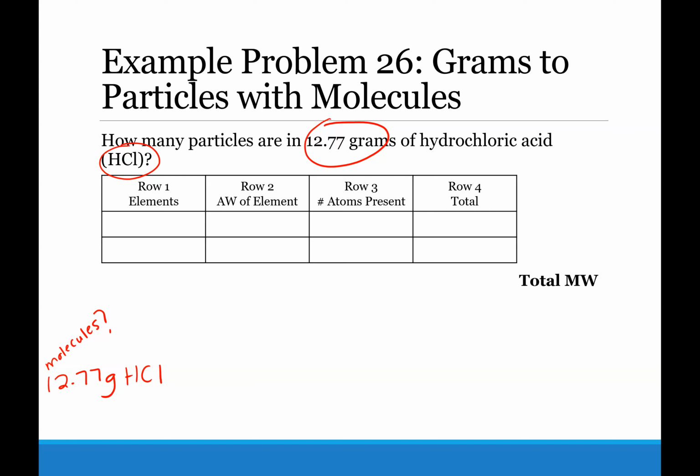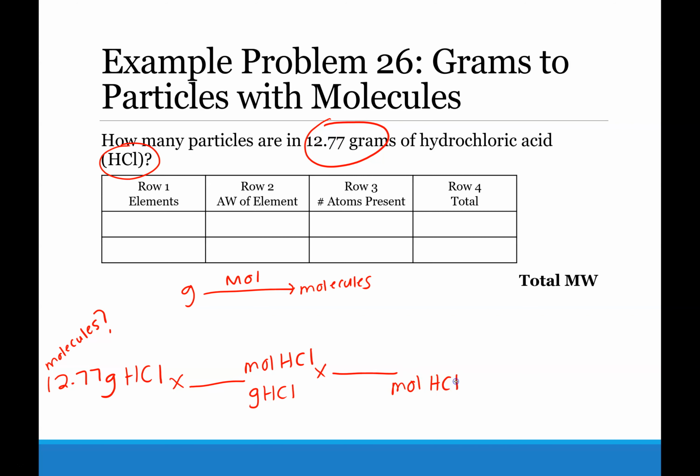So that is going to be a two-step conversion from grams to molecules, and you have to go to moles as an intermediate. So grams of HCl to moles of HCl, and then moles of HCl to molecules of HCl. And so in 1 mole, we have to calculate the molecular weight for hydrochloric acid.